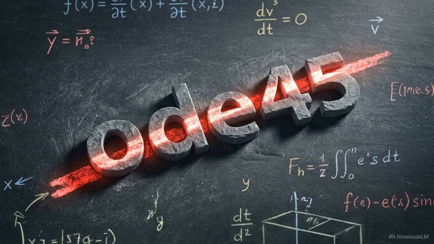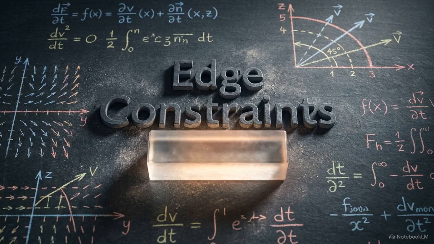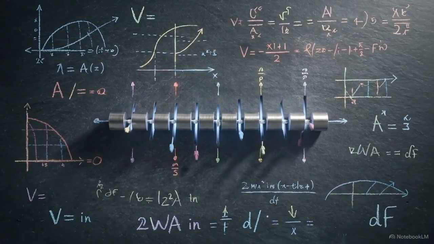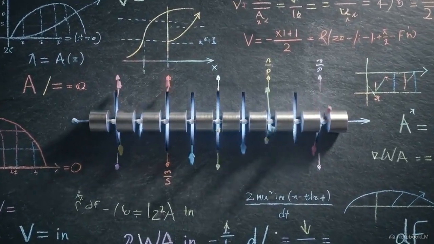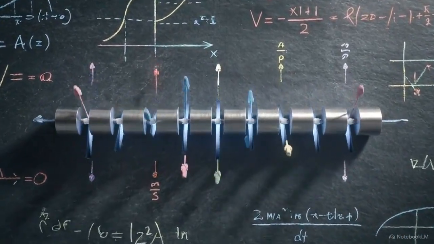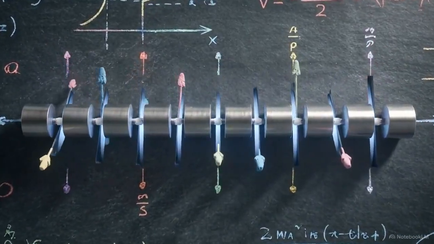Because we are solving for positions between two fixed points, ODE45 is the wrong tool. This is a boundary value problem, which requires solvers like BVP5C. We can also use the finite difference approach. By discretizing the rod into 10 intervals, we calculate the temperature at each node.